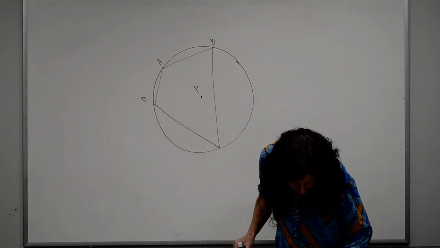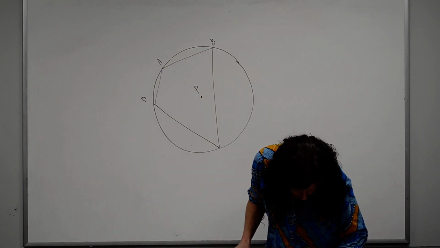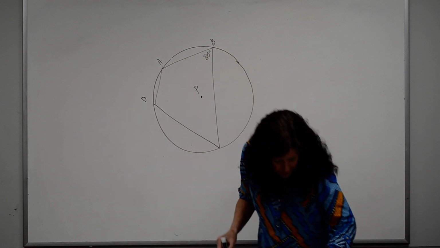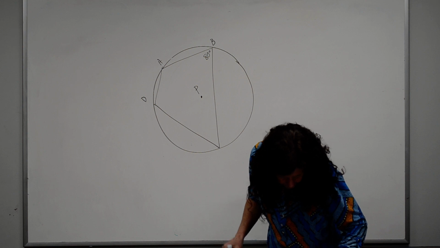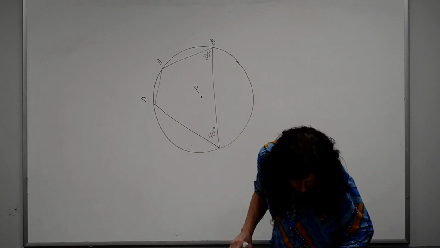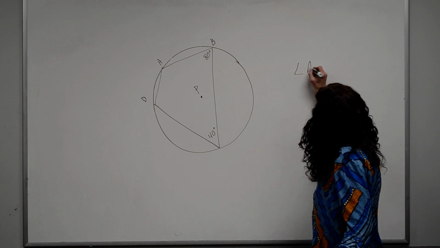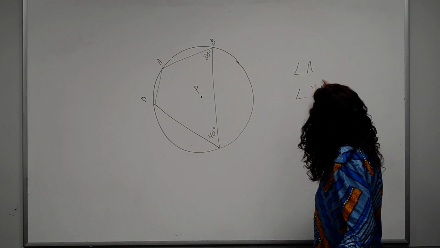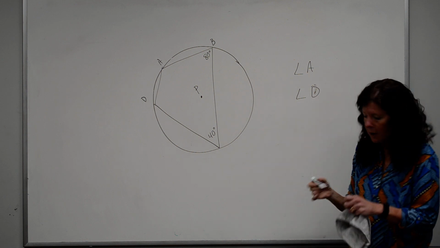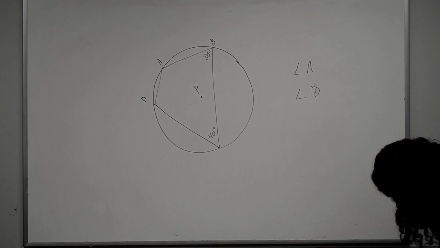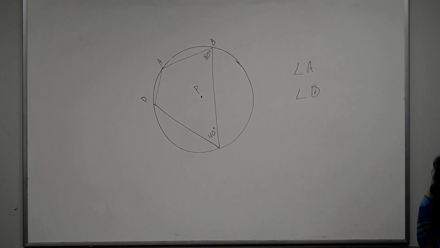All right, this is what I know. Angle B is 80 degrees. Angle C is 40 degrees. And I need to find angle A and angle D. That's all the information I got. And this time I double checked to make sure that I didn't leave something out.